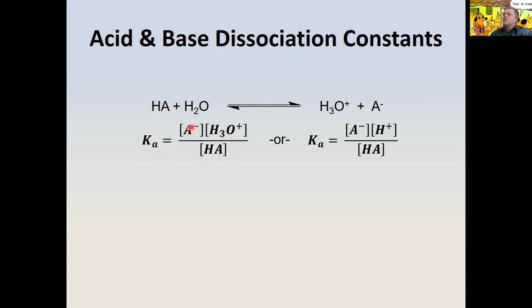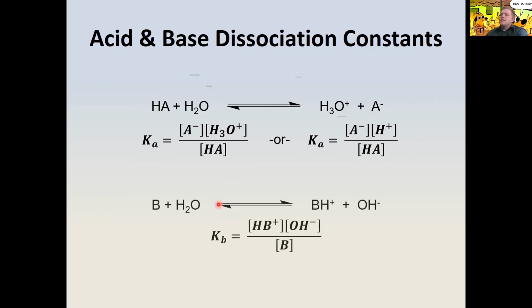Ka is equal to the concentration of our conjugate base times the concentration of H3O plus divided by the concentration of our acid. Or it can also be written like this. This equation right here is the exact same as this, except that H3O plus has been changed to H plus. The reason we sometimes write this as H plus and sometimes as H3O plus is that it's generally believed that this free proton forms a complex with water and sticks to it. But functionally, these two equations are identical.